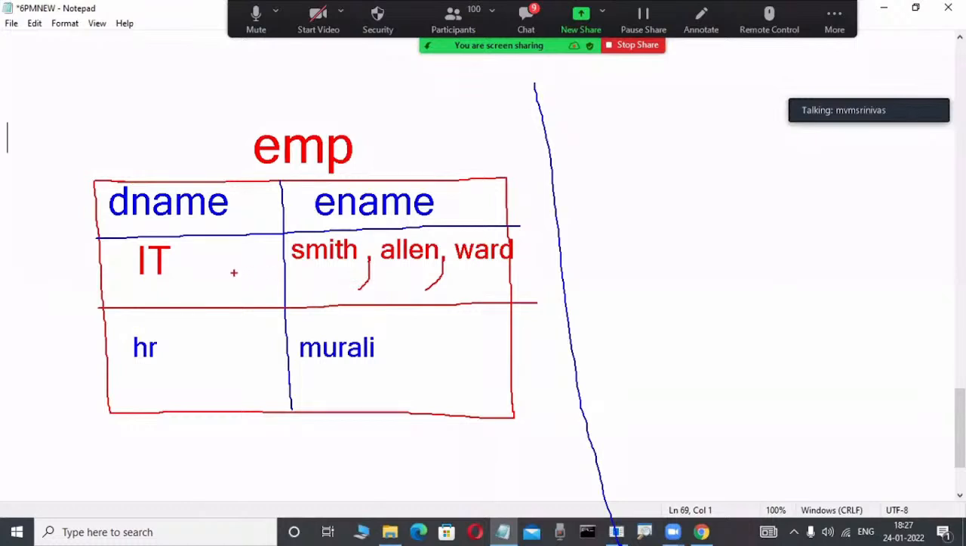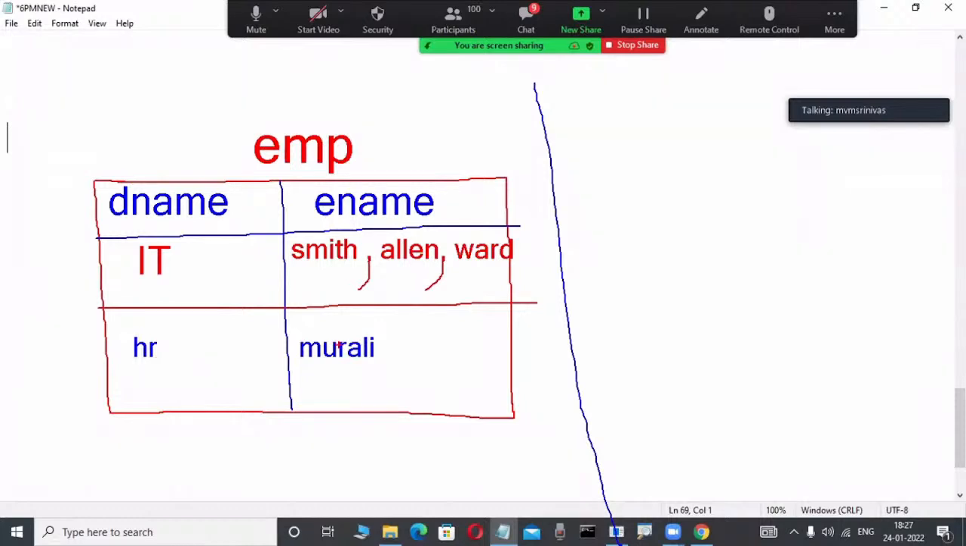Why? Because in any relational data model product, data is represented in the format of a table, and tables also follow some rules. What is that? In this table, this is a cell, this is another cell, and so on. But every cell has a single value. Here, IT is a single value, no problem. HR is a single value, no problem. Murali is a single value, no problem.